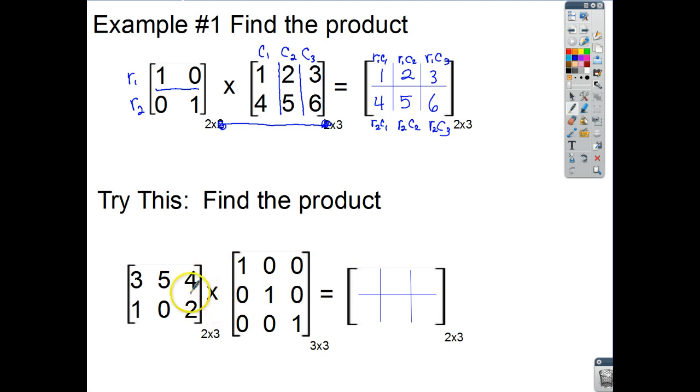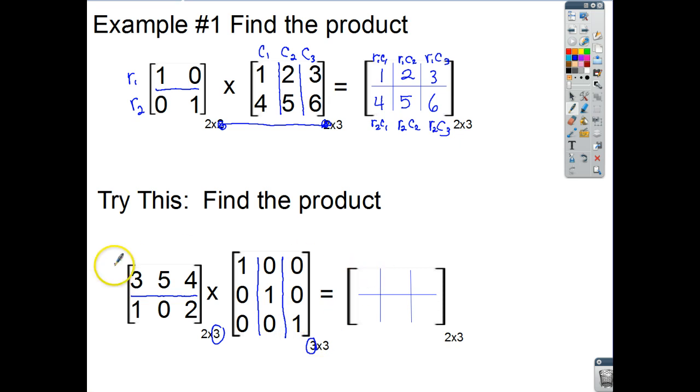Okay, so on this matrix 3, 5, 4, 1, 0, 2, since it is a 2 by 3, we're going to put the identity matrix on the right hand side. Then these numbers have to match in order for it to be possible. So this has got to start with 3, and an identity matrix is always a square matrix, so it has to end with 3 as well. So we take the 3 by 3 identity matrix with ones on the principal diagonal, zeros everywhere else, and we're going to multiply it. As always, we cut the one on the left into rows and this one into columns. And we'll move a little quicker in this one.